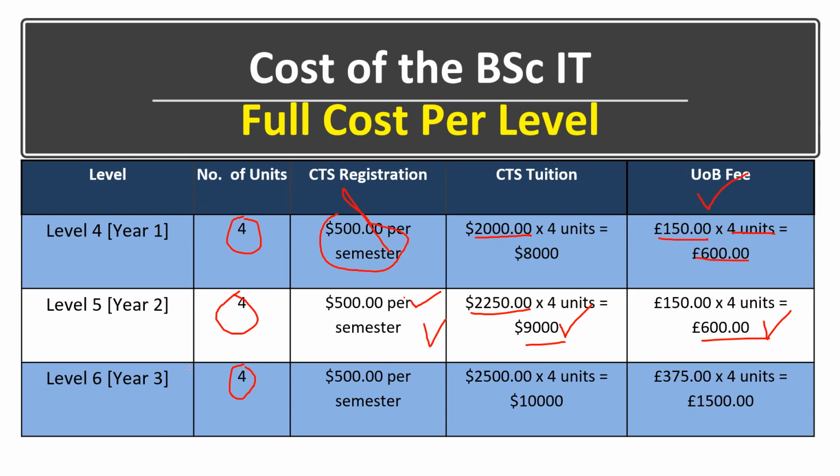All right. So level 6, however, there's two things that go up. The university fee goes up. So whereas it was £150 per unit in level 4 and 5, it's now £375 per unit at level 6. And then your tuition fees for CTS College again goes up. Whereas it was 2,250 in level 5, it's now 2,500 flat in level 6.